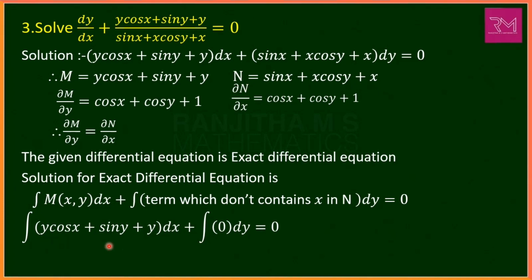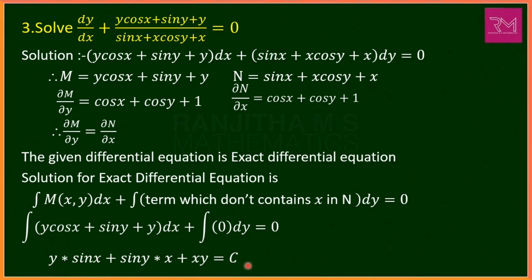Now integrating these values, we integrate this equation with respect to x, which means y is constant. The integral of cos x is sin x, plus sin y is constant into 1. The integration of 1 with respect to x is x, plus y is constant into 1. So this value becomes c, which is equal to c. Hence we can conclude that this is a solution for the given differential equation.